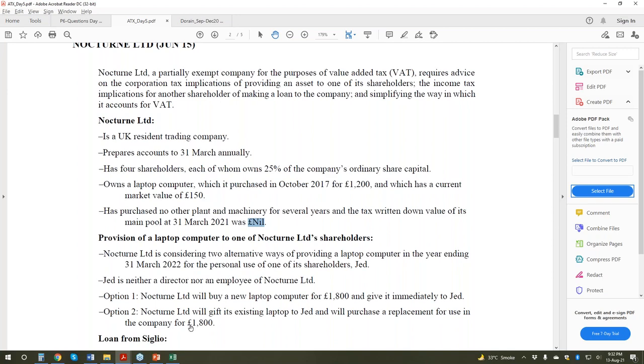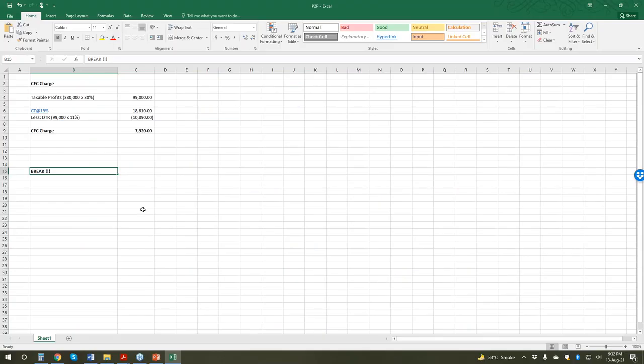So let's quickly open the spreadsheet and calculate what the after-tax cost will be in both options. I have already told you that in option one, the after-tax cost for the company will be 1800. Why? Because there will be no tax savings. The company will buy the laptop and straight away give it to Jed. However, in the second option, let's quickly calculate option two.